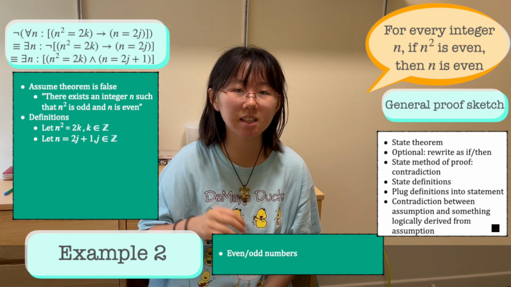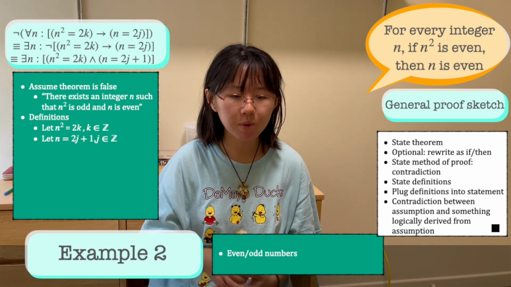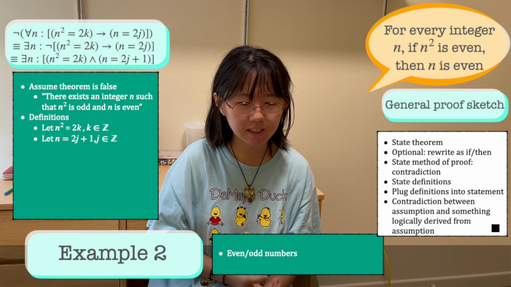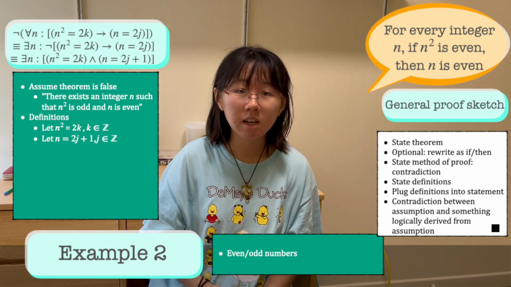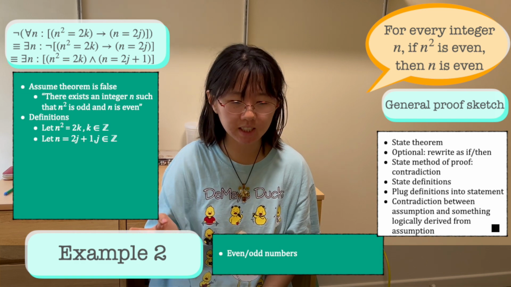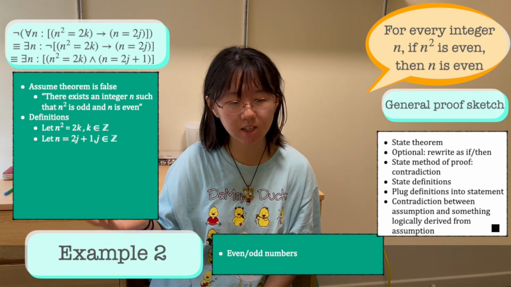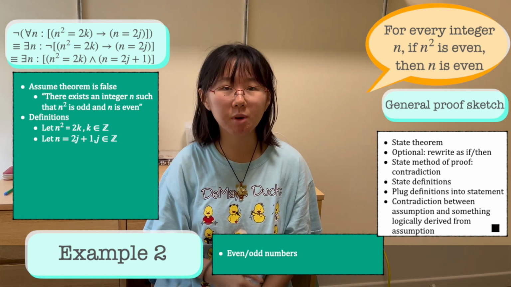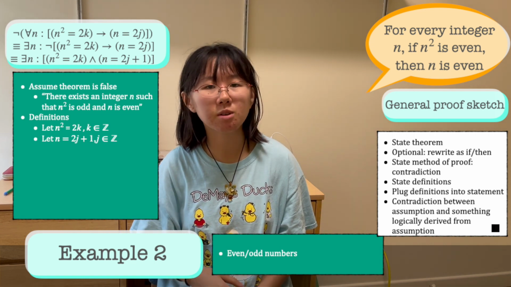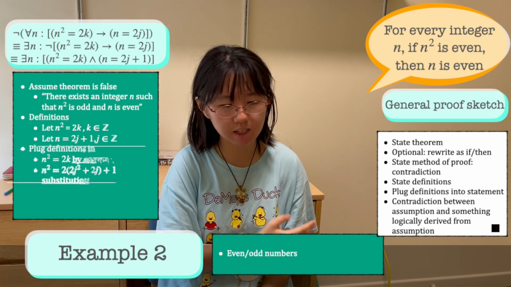And then let's state our assumption, right? We're saying there is an integer n such that n squared is even and n is odd. And then we can define our integer n squared and n as being odd or even in the ways that we've talked about previously. Next, we always plug our definitions back into our statement.